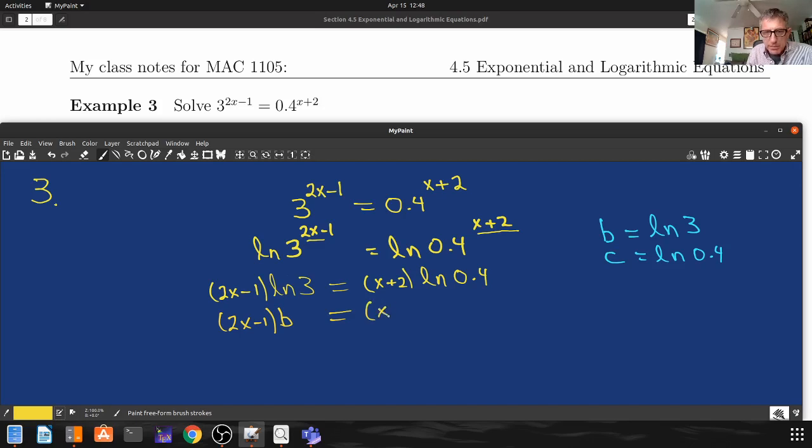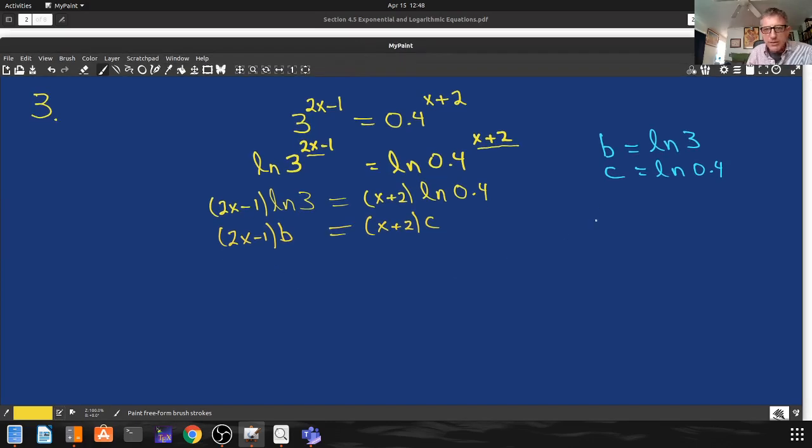Is equal to x plus 2 times c. And it's going to be easier at the end. I'm going to go back and re-substitute back in. But here I'm just going to use distribution. So b times 2x is 2bx, and b times minus 1 is minus b. And that's equal to c times x, so that's cx plus 2c.